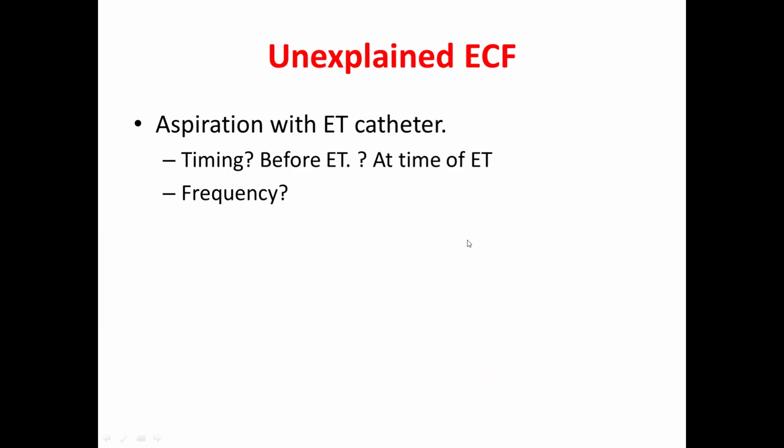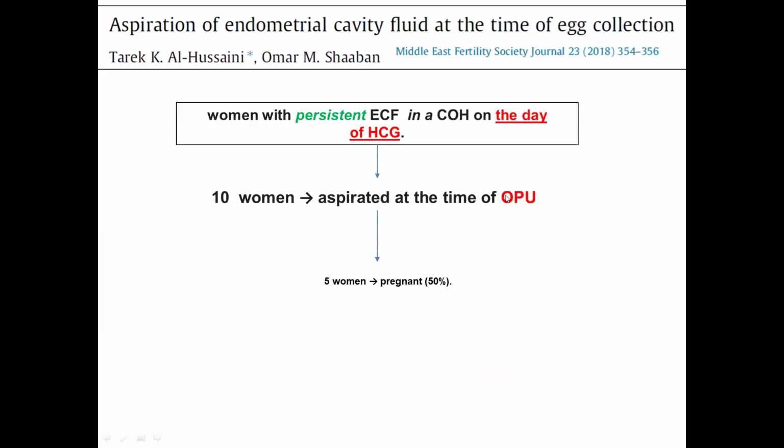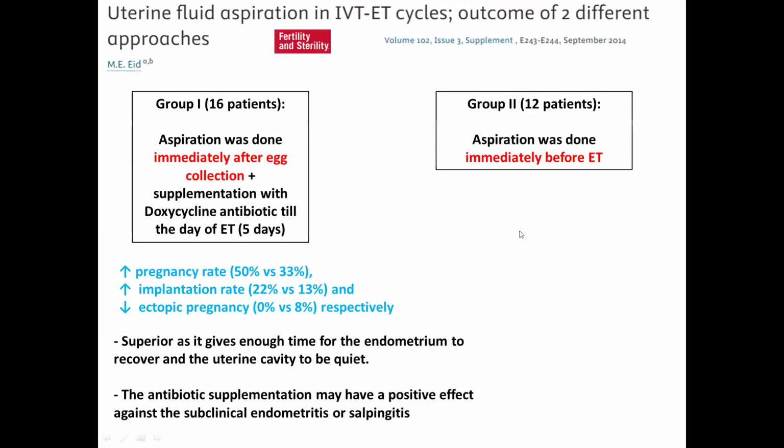And this procedure is actually suitable for patients with unexplained endometrial cavity fluid and those patients with free hysteroscopy and free 2D or 3D ultrasound. Otherwise, if you do aspiration and the patient has uterine niche or hydrosalpinx, what's the value? It will reaccumulate and pregnancy rate will be low. And here is a small sample size study which makes aspiration at the time of HCG with a 50% success rate, but 5 pregnant ladies only.